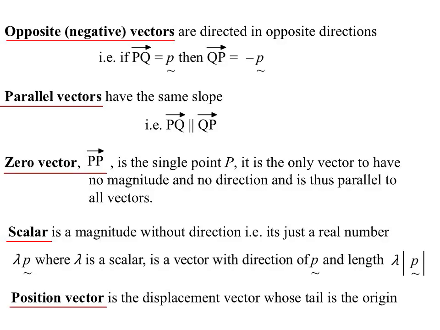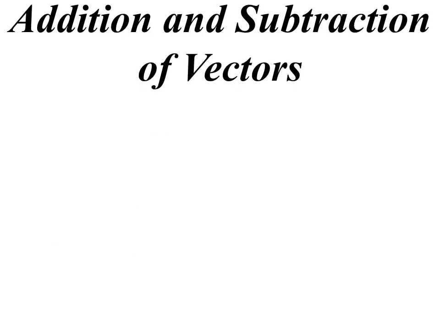Now, a position vector as opposed to a displacement vector. A position vector is a special type of one. The tail is the origin. So any vector where the tail is at the origin is a position vector, not a displacement vector. So how do we play with them?